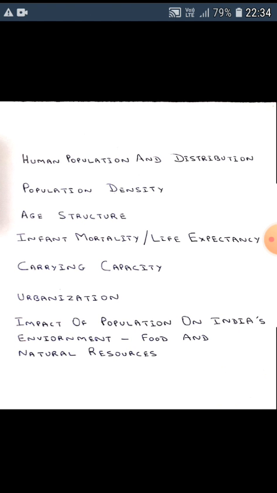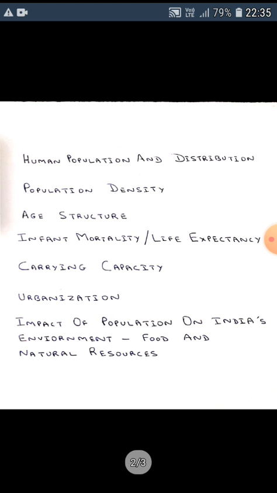We have to pull ourselves out of this dangerous P triangle in which we are trapped, that is, population, poverty, and pollution.